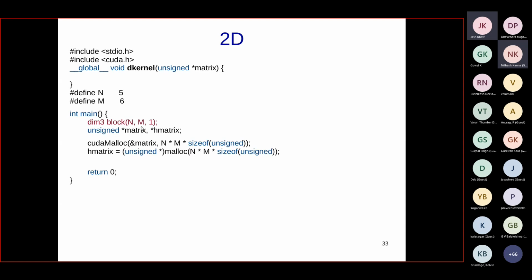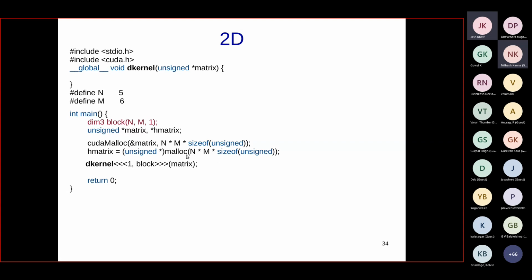Then I'm declaring 2 pointers, *matrix and *hmatrix. hmatrix points to the matrix declared on the CPU. H stands for the host, which is the CPU, and matrix is the pointer which points to some memory location allocated on the GPU. We are allocating memory using cudaMalloc on the GPU, and that allocated memory's address is pointed to by the matrix pointer. Similarly, hmatrix is declared on the CPU using malloc.